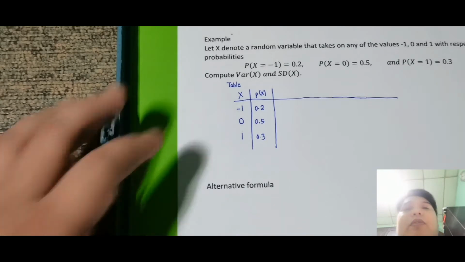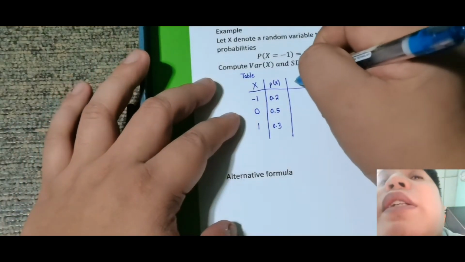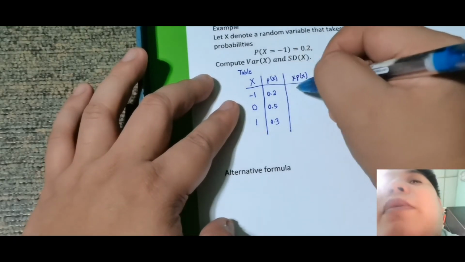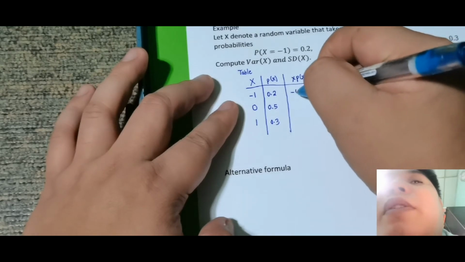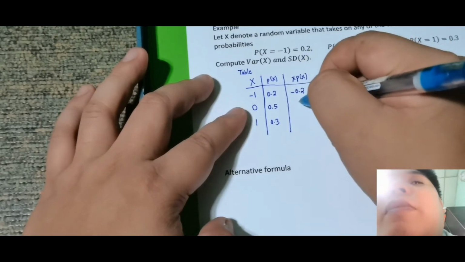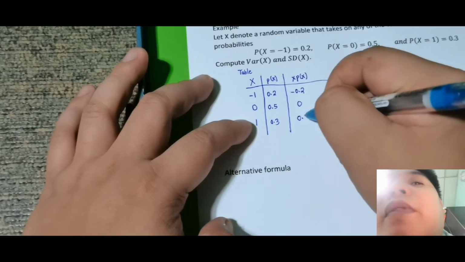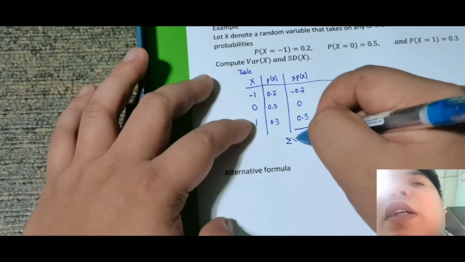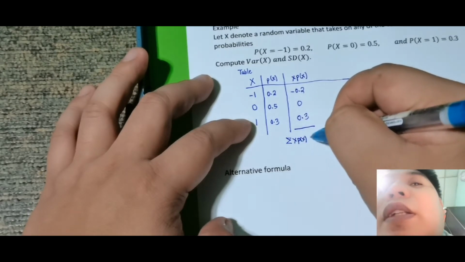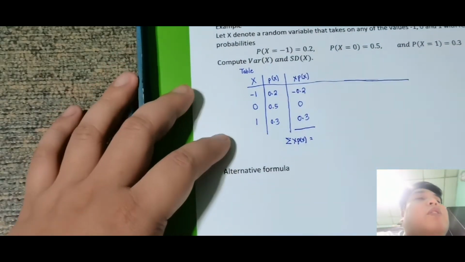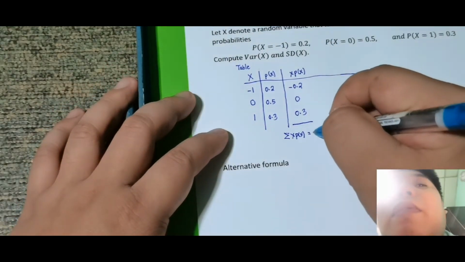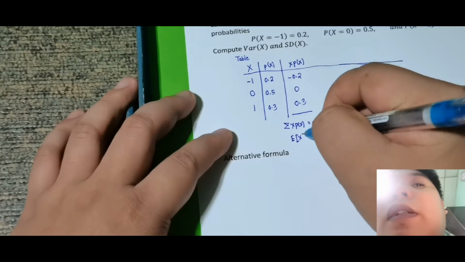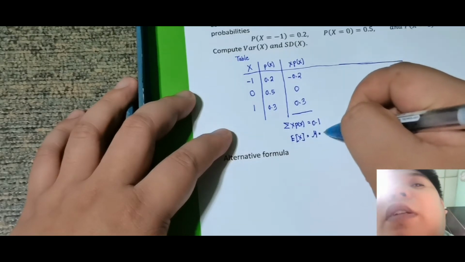So using tabular form, dito sa next table, kunin ko yung x times p of x. So negative 1 times 0.2, this is negative 0.2. 0 times 0.5, this is 0. 1 times 0.3 is 0.3. So now, kunin mo yung summation ng x p of x. This is just equal sa negative 0.2 plus 0.3 plus 0, which is 0.1. So meaning, the expected value of x, or simply the mu, is equal sa 0.1.